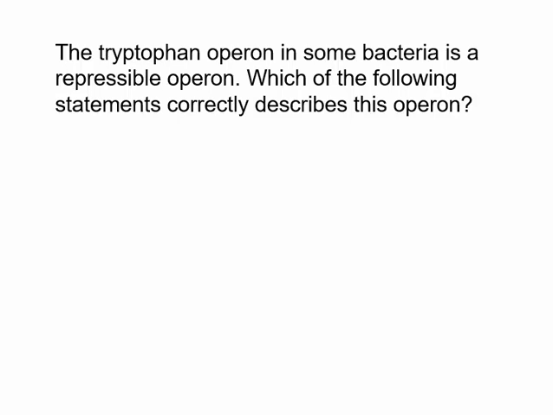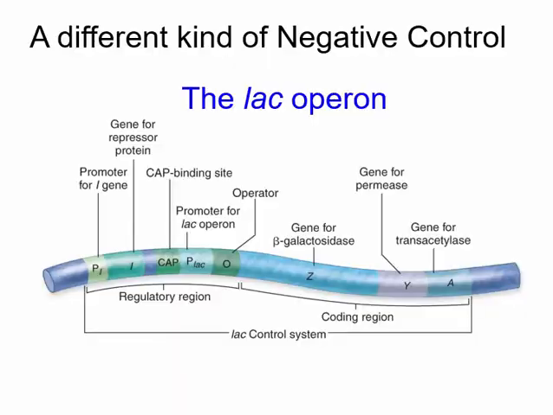All right, hopefully that was pretty easy. Yeah, if you were to add tryptophan to, say, our culture media, the bacterium doesn't need it anymore, then the trp operon would be switched off.